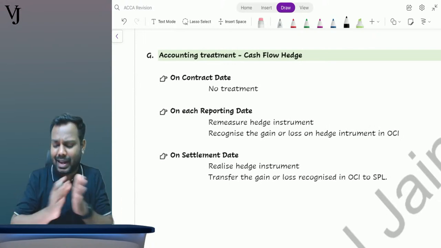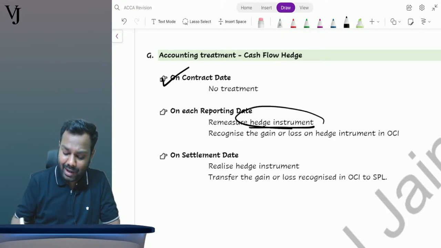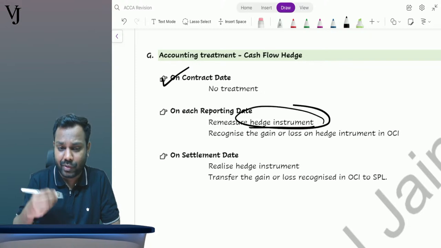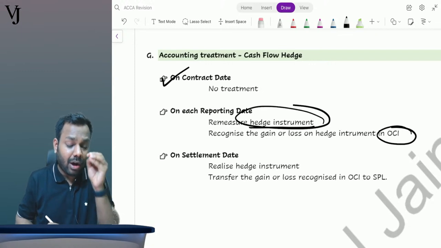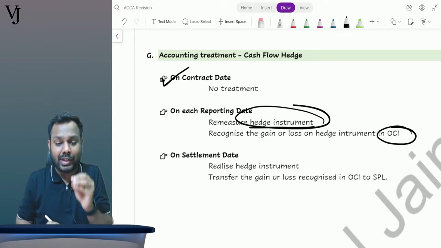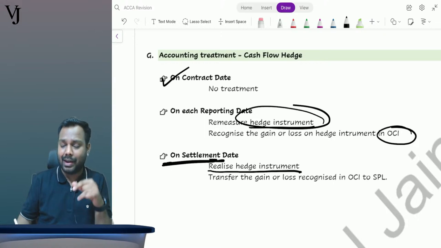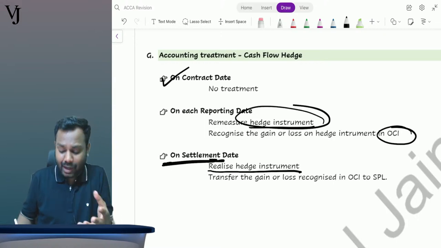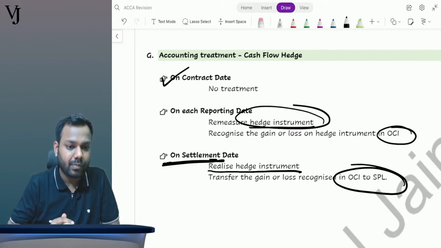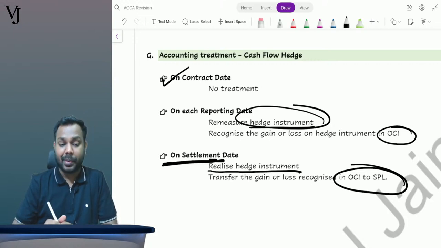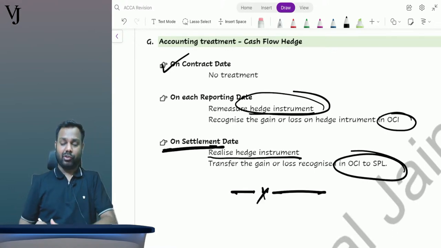Now, coming to cash flow hedge. Cash flow hedge is very simple. On contract date, no entry. On reporting date, we remeasure the hedge instrument, and whatever is the gain or loss on remeasurement, we record in OCI. We keep parking the gain or loss on the hedge instrument in OCI. And when we realize it on the settlement date, whatever is recorded in OCI gets recycled to SPL, the statement of profit or loss. That's the accounting treatment for cash flow hedge, and this completes our discussion on financial instruments.